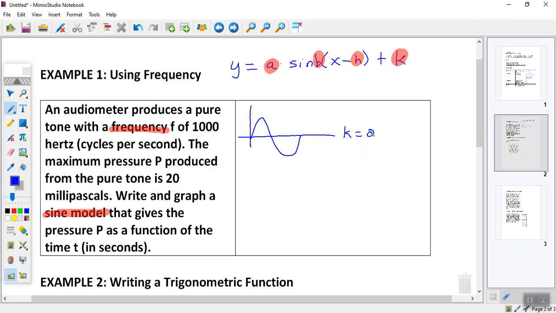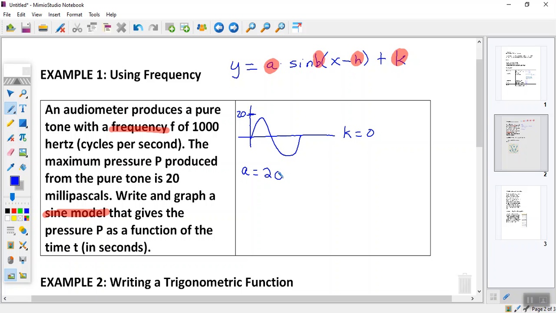Was there any shifting left or right going on? So is there any H value to worry about? Okay, how about an amplitude value? You know an amplitude here? How high up did this go? 20. So A must equal 20. Is this going to be a positive 20 or negative 20 by the shape of that graph? Positive. If it was flipped over the x-axis, that 20 would have been a negative 20.